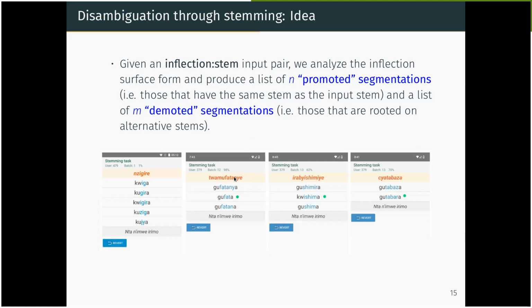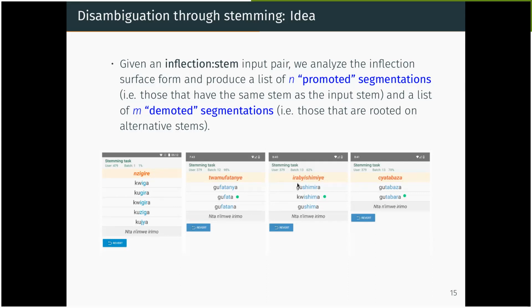the segmentations. So, for example, you have a word, nzigire. It means something: nzigire, cyangwa nzigire, cyangwa nzigire. So it may have different stems. It may have a stem from kwiga, or kugira, or kwigira, or kuziga, or kujya. So these are all possible cases. So it's challenging, but we can do some kind of voting. We can ask users to pick which one is right. And then at the end of the day, we get a data set that is an inflection and stem pair.